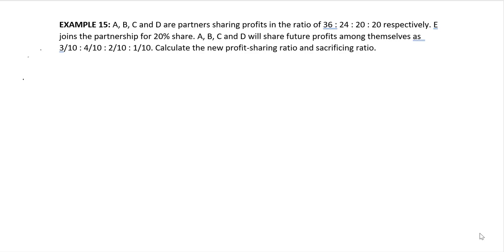Example 15. A, B, C and D are partners sharing profits in the ratio of 36 is to 24 is to 20 is to 20 respectively. E joins the partnership for 20% share. A, B, C and D will share future profits amongst themselves as 3 by 10, 4 by 10, 2 by 10 and 1 by 10. Calculate the new profit sharing ratio and sacrificing ratio.